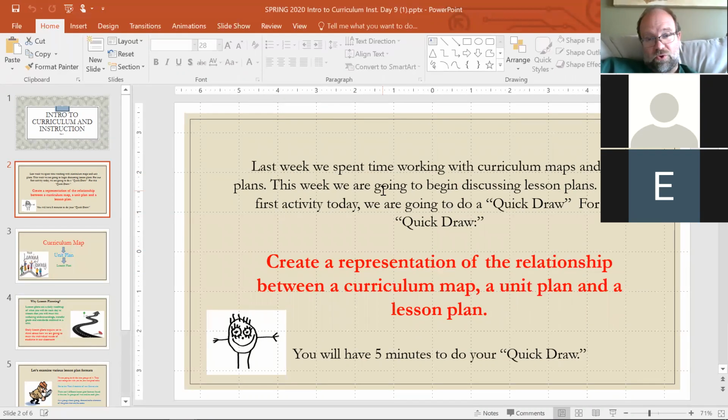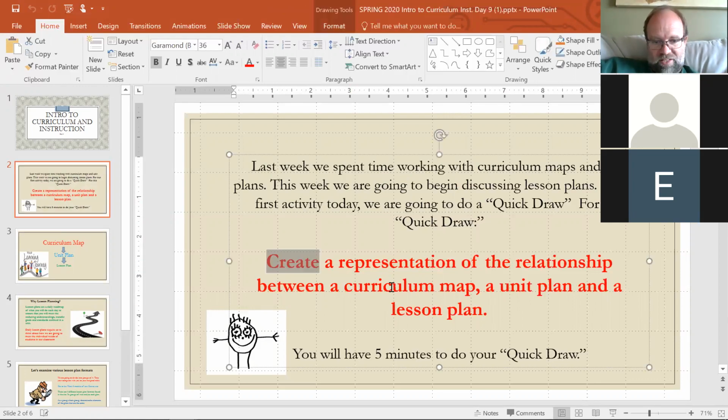Just for kicks, and because the word anticipatory set is going to come up a little later, I'm going to read through this. We're not going to actually do the activity, but this is how it would get us started. It says, last week we spent time working with curriculum maps and unit plans. This week we're going to begin discussing lesson plans. For our first activity today, we're going to do a quick draw. For the quick draw, this is what I would ask you to do.